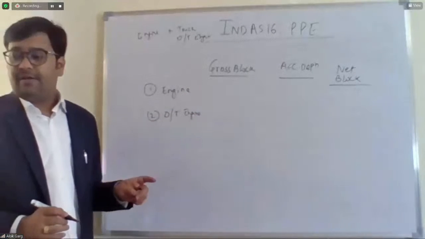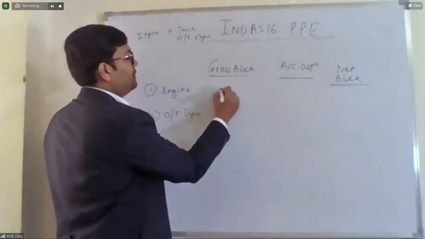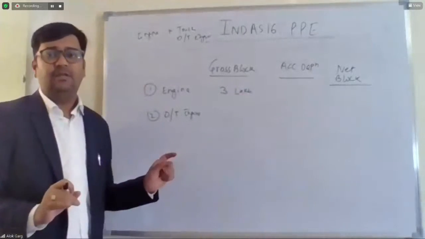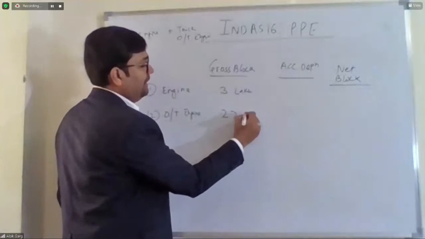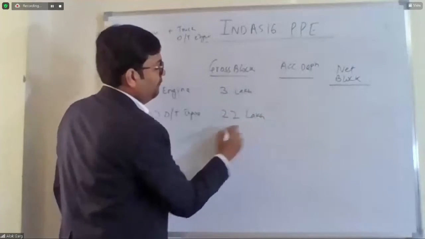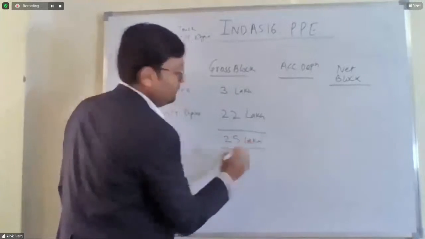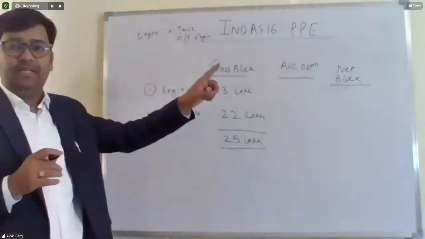What is the life of the truck? Life of the truck is 15 years. So engine cost is 3 lakh. I am just assuming, for the sake of easiness of the calculation. What is the cost other than engine? 22 lakh rupees. What is the total cost? 25 lakh rupees. Am I right?